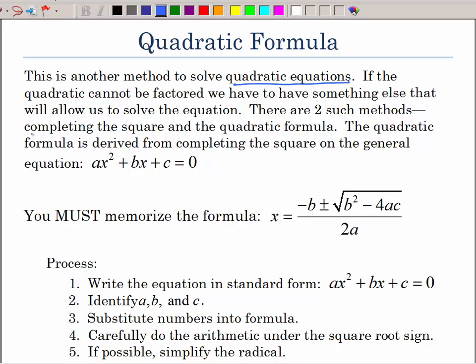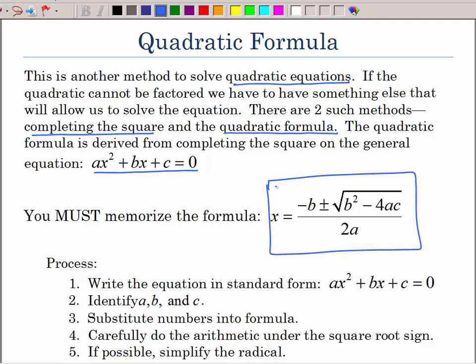There are two such methods we can use: completing the square, which we will learn in another video, and the method we're going to look at right now, the quadratic formula. You can derive the quadratic formula from completing the square on the general quadratic equation of ax squared plus bx plus c equals 0. The formula that you get is right here, and you have to memorize it.